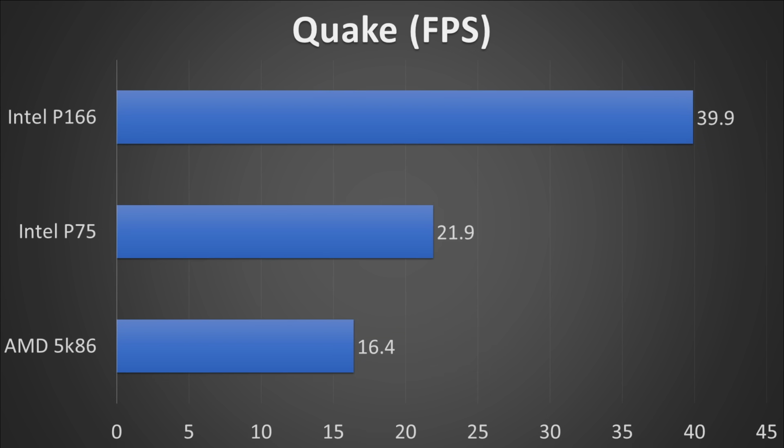And the AMD chip is losing out quite a bit compared to the Pentium 75. And this is because of the weak floating point unit. AMD didn't have good FPU performance in the early chips, and this is even true for the K6 line. So the AMD 5K86 with 16 frames is behind the Intel Pentium with almost 22 frames, while the Pentium 166 with 40 frames is just running through the benchmarks compared to the other two CPUs.